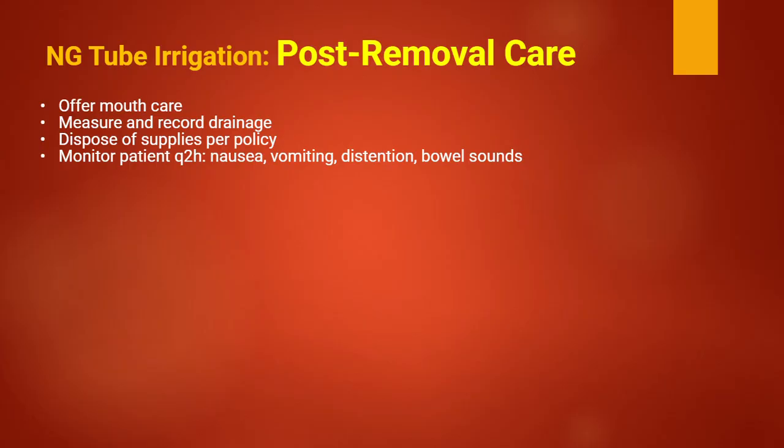After removal, give the patient mouth care. They often complain of a bad taste. Measure the drainage collected before disposal and record this on the intake and output sheet. Follow facility policy for disposing of the NG tube and container. Continue to monitor every 2 hours for abdominal discomfort, nausea, vomiting, or distension, and check bowel sounds to ensure the GI tract is recovering.